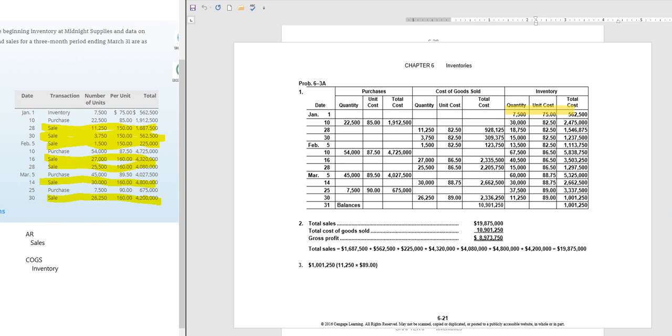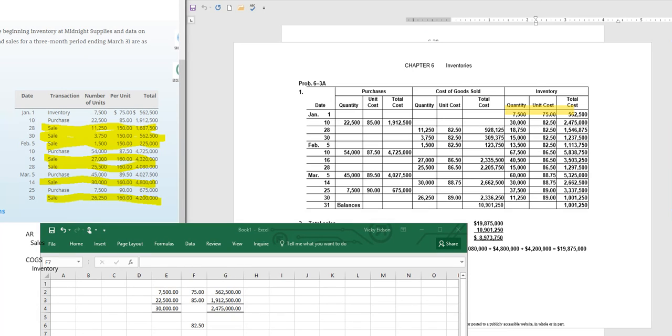All right, so now we're moving on to problem 6.3a. Okay, so now we're going to work on the same materials as the FIFO and LIFO video I uploaded, but now I'm going to do weighted average. So notice I started out with 7,500 at 75, so that's my beginning inventory. And then I purchased 22.5 at 85.